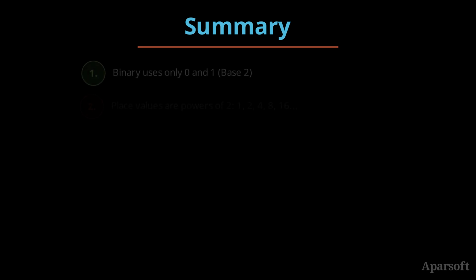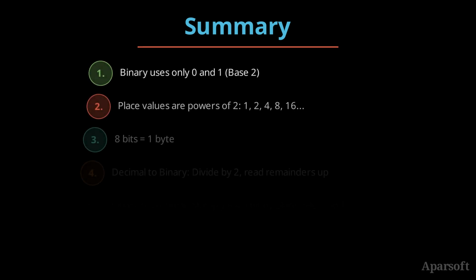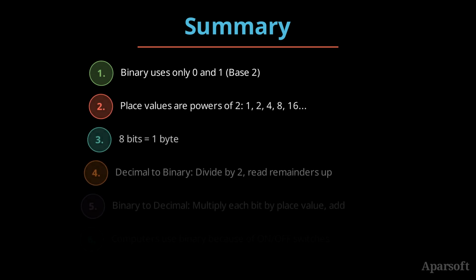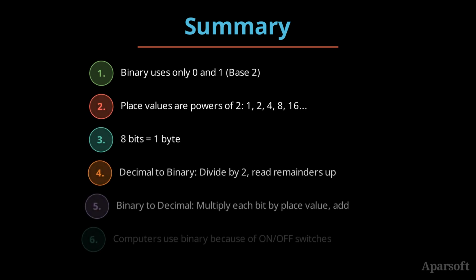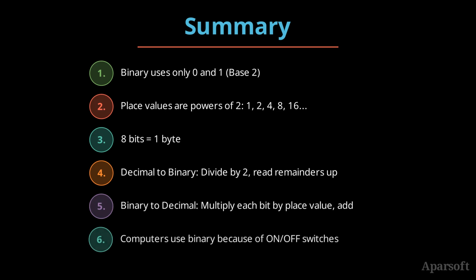Let's wrap up everything we've learned about the binary number system. Here are the 6 key concepts. First, binary uses only zeros and ones in base 2. Second, place values follow powers of 2, doubling each time. Third, 8 bits combine to make 1 byte. Fourth, to convert decimal to binary, divide by 2 and read remainders upward. Fifth, for binary to decimal, multiply each bit by its place value and add them together. Sixth, and most importantly, computers use binary because transistors work like simple on-off switches.